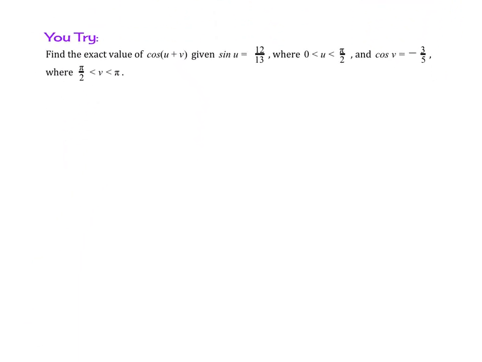So try the example here. Find the exact value of cosine of u plus v, given that sine of u is 12 over 13, where u is between 0 and pi over 2, and cosine of v is negative 3 over 5, where v is between pi over 2 and pi.